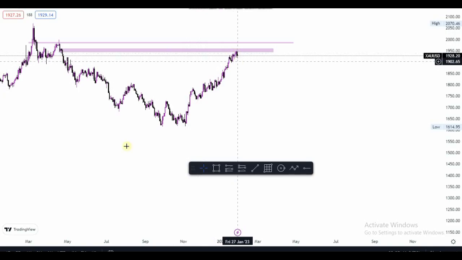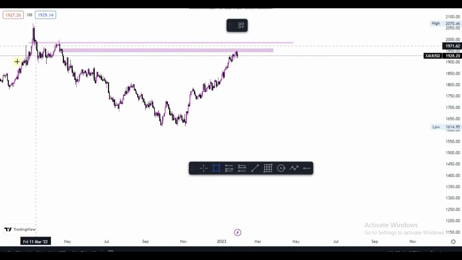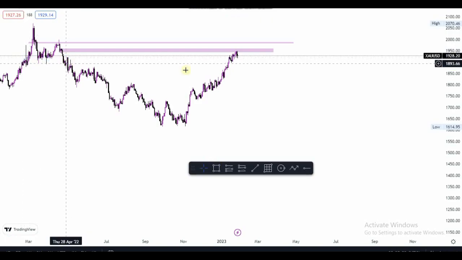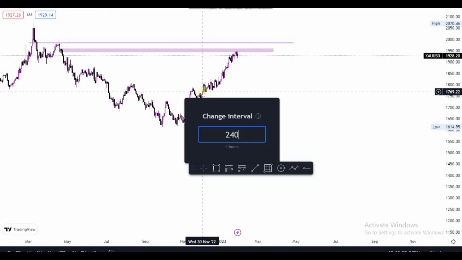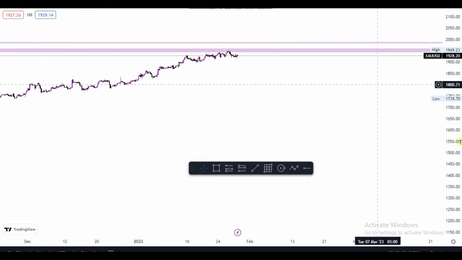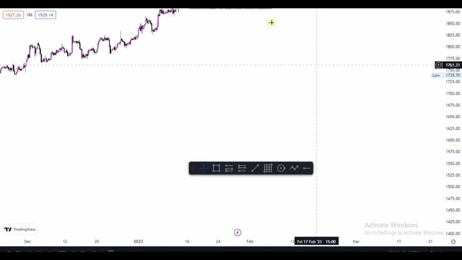So now we're going to go to a lower time frame and just see what the market is showing us. And also this sensitive level, by the way, but this is the past. But yeah, we're going to go lower onto a 4-hour time frame. So on the 4-hour, this is what we have.